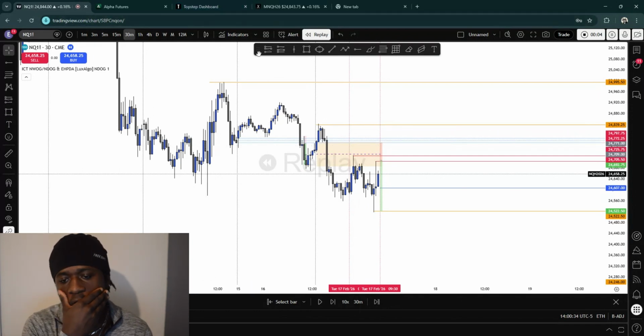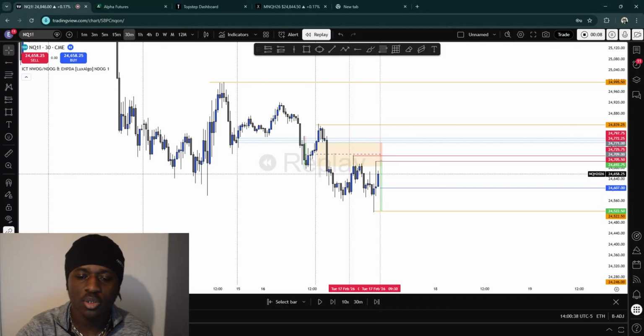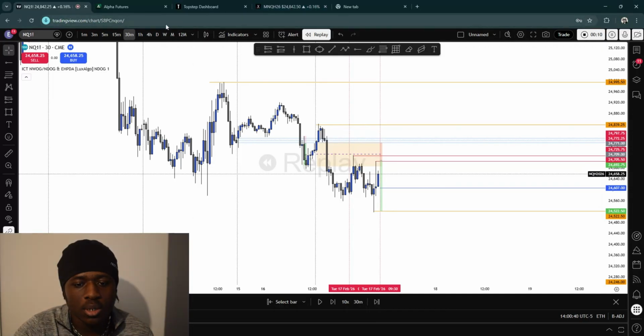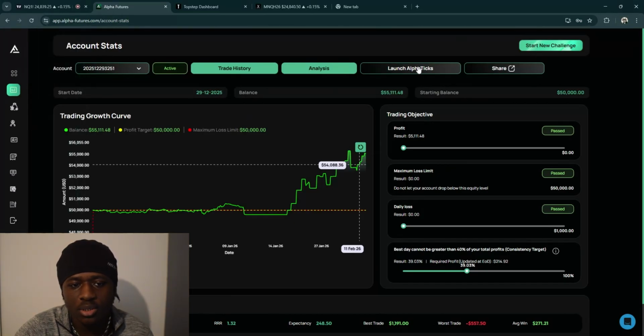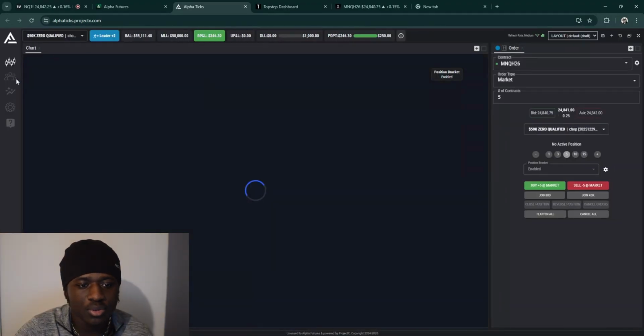Alright guys, this is the trade recap for 17th February 2026. And yeah guys, these are the funded accounts. We've been doing this with so much accuracy of late. Like, February has been crazy.